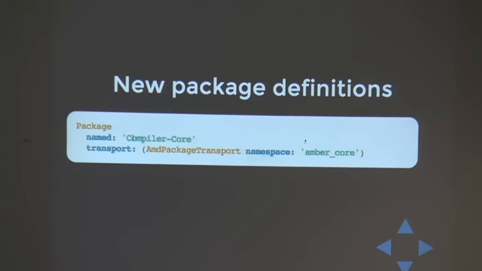So you see it's a package named compile core, and its transport is an AMD transport, which is the default. If you don't want to use AMD, you can use something else. You have just plain old JavaScript transport, but it's not used anymore, but if you want, you can use it. And we specify a namespace. The namespace, it's not a namespace in Ember. Ember doesn't have namespaces. It's a namespace for the AMD module. So each module is saved into a namespace.